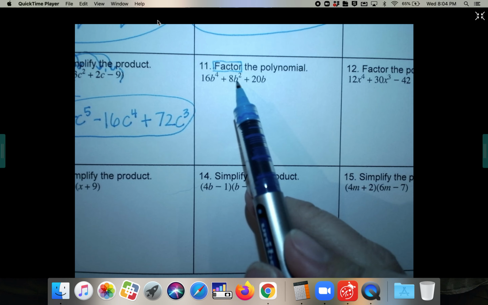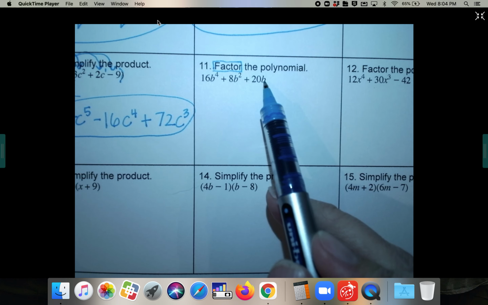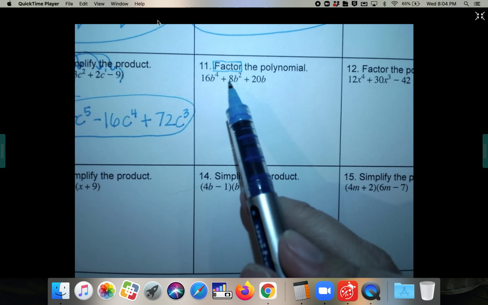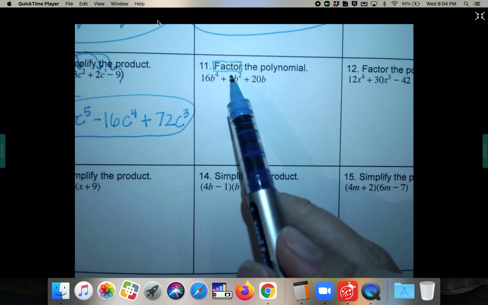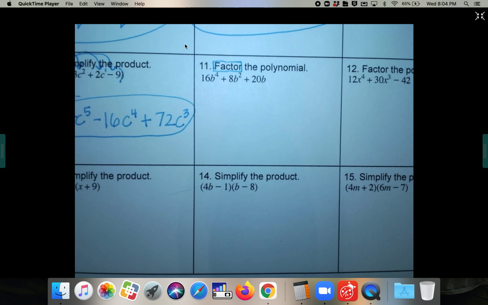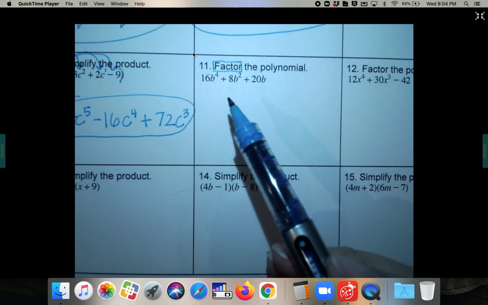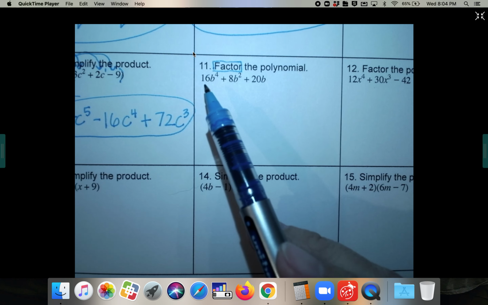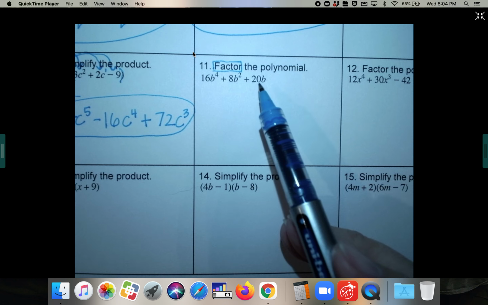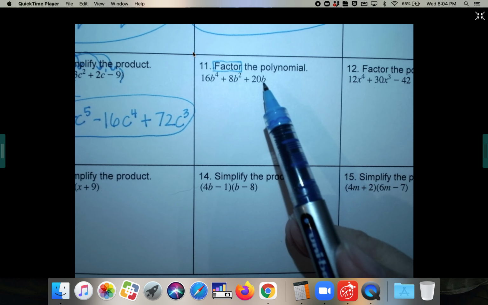So they definitely all have a b. So b is going to be one of the factors. But what number can you divide evenly out of 16, 8, and 20? If you're not sure, you can write a list of factors off to the side, but hopefully this one was easy enough for you to realize that 4, I was going to say 8, because 8 goes into 16 and 8 goes into 8, but 8 won't go into 20. So 4, though, will go into all three.